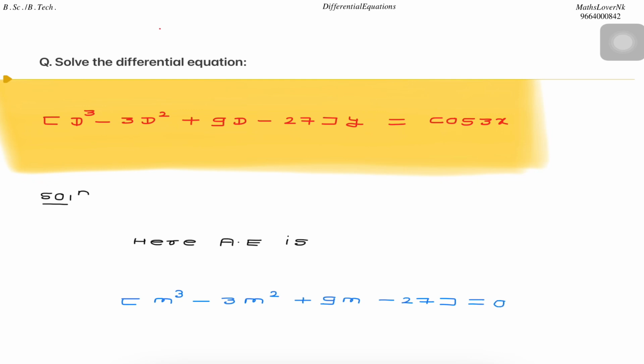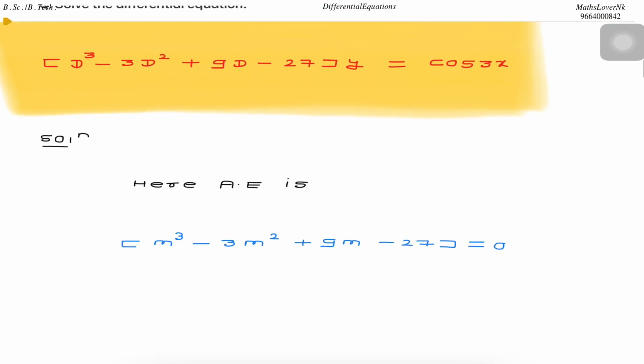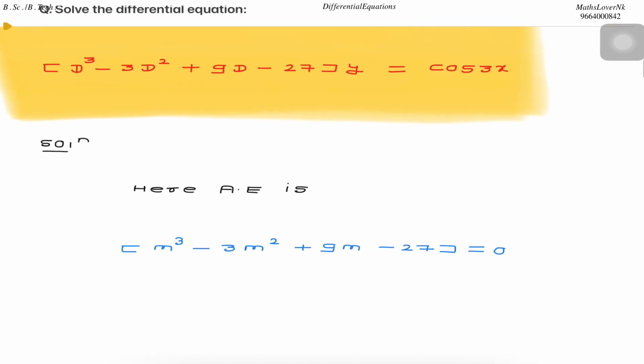It's a cubic equation. Either you find the roots by the factors of 27, or by hit and trial, or you take out the common. When we take out the common, from the first two terms we take m square common, then we get m minus 3, plus 9, take out the common from the last two terms, then we get m minus 3, is equal to 0.